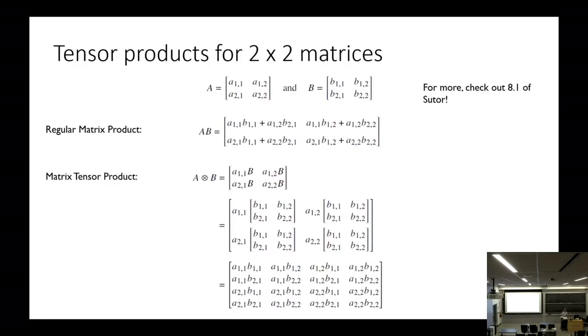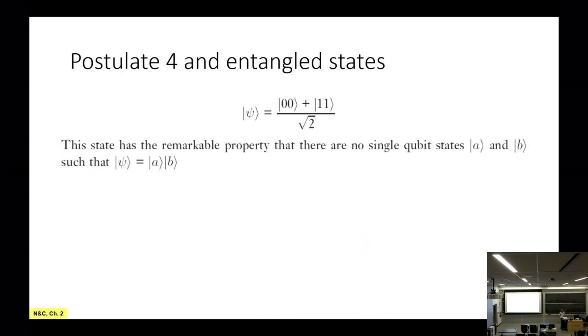Oh yeah, if you want to read more about tensor products, I think Sutter does a pretty decent job in section 8.1, and I think Nielsen and Chuang even has something about it in the appendix of the book, so feel free to check both of those out.